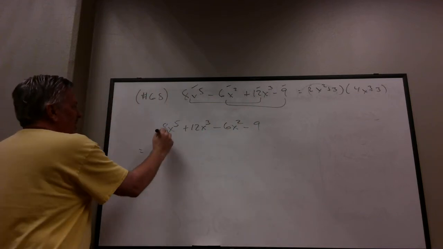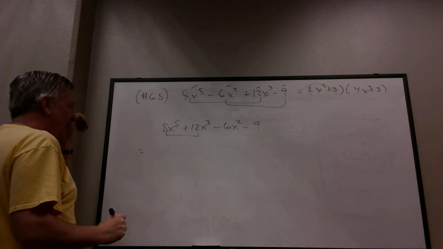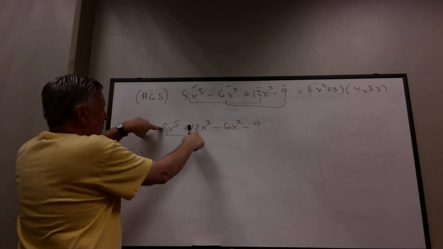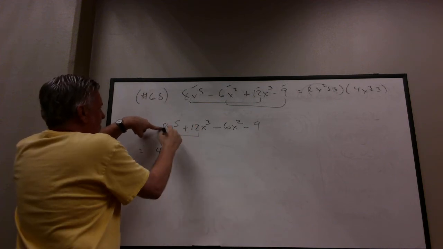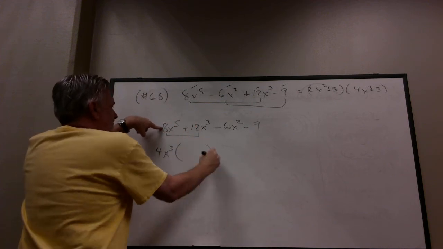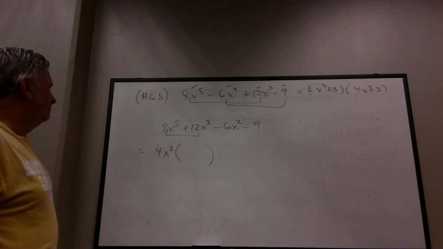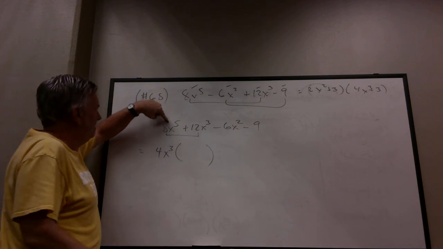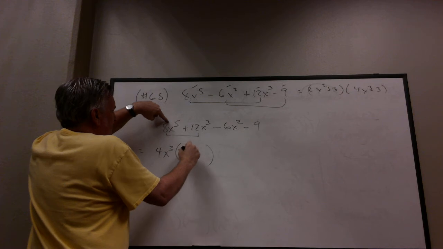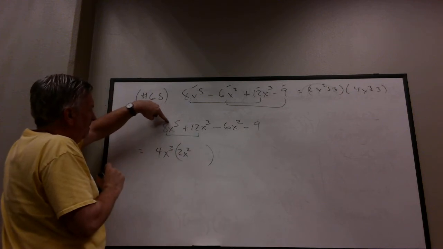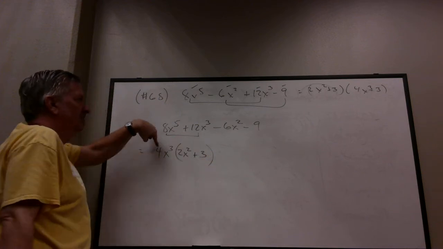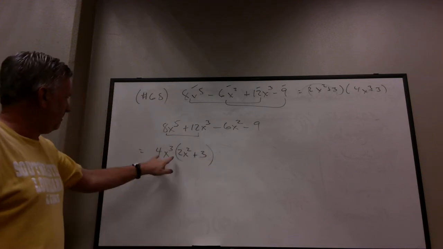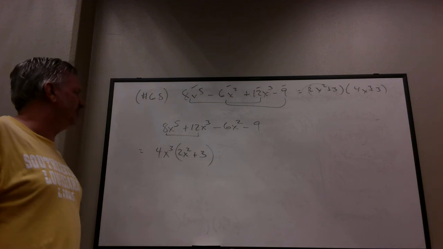So let's do these two. Let's factor that. Now, what's the greatest common factor of 8 and 12? Looks like that's a 4. And x cubed and x to the 5th, that's an x cubed. So if I factor 4x cubed out from 8x to the 5th, I get 2x squared, and then here I get a plus 3, don't I? 8x to the 5th plus 12x cubed.